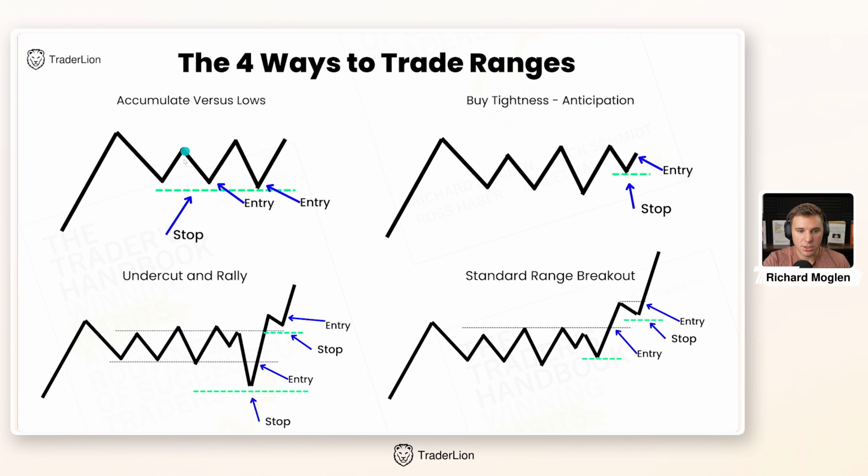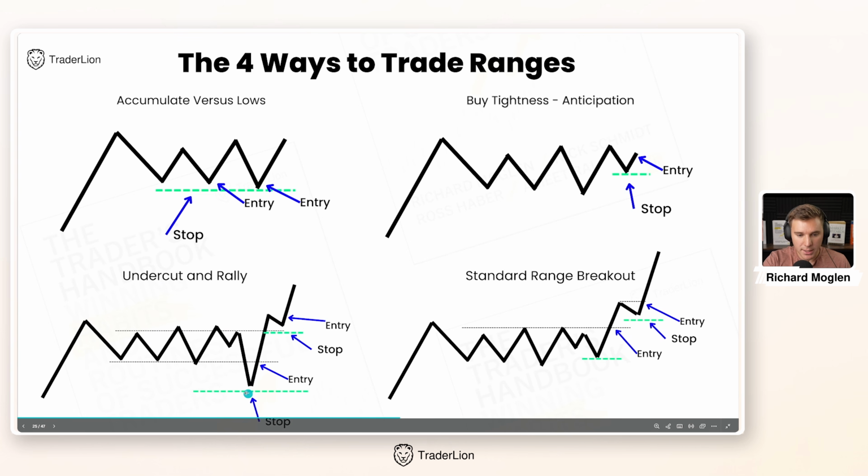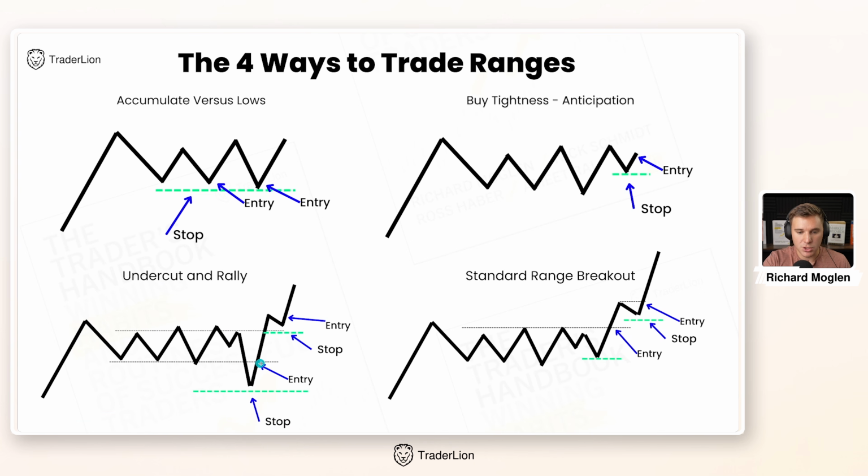First, accumulate versus lows, where you've got a defined range. Picture this as maybe 3 days of price action where this is the defined low of that range. You could enter as it approaches that low and bounces up. That would be accumulating versus the lows. Then you've got the undercut-and-rally, where again, this is maybe 3, 4, 5 days of price action where there's a defined high and low. We get an undercut of that defined low, quick reclaim. That could be your first initial entry. And then the standard breakout as we break through the high, and then we're off to the races.